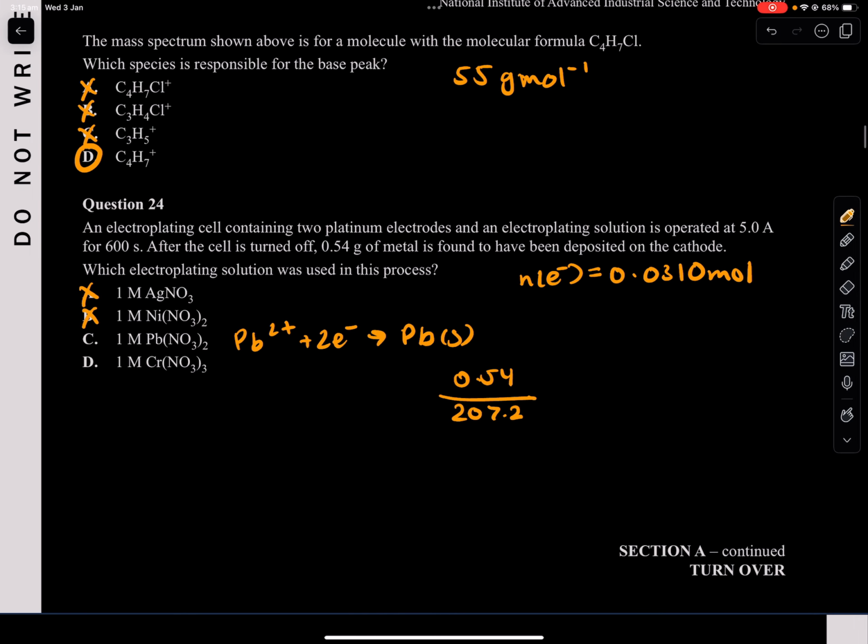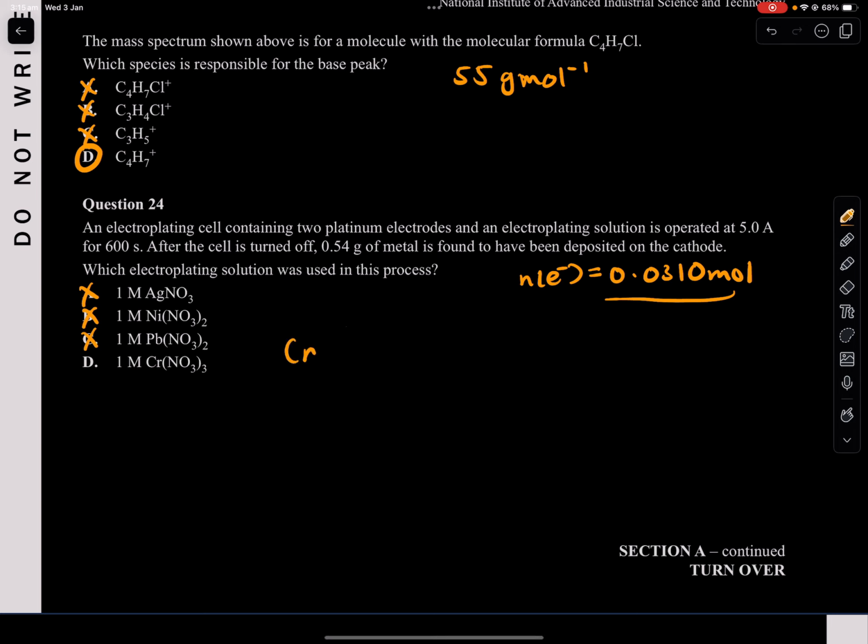So 0.54 divided by 207.2, and that's going to give me the number of moles of Pb. Now to get it in terms of electrons, we just need to multiply by half, using your mole ratios. And that's going to give me 0.013, not the same as that, so not good. I would say it's D. In a real exam, I'd just choose D quickly, but let's check if it's D also.